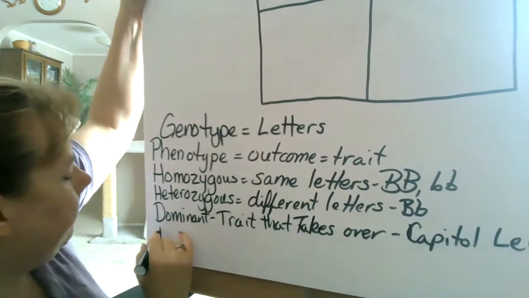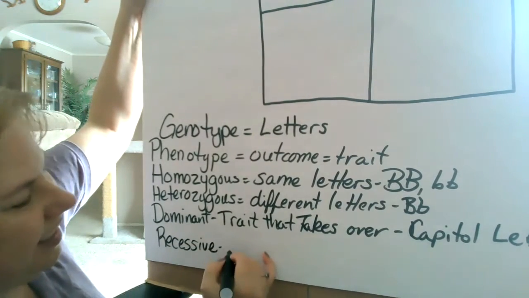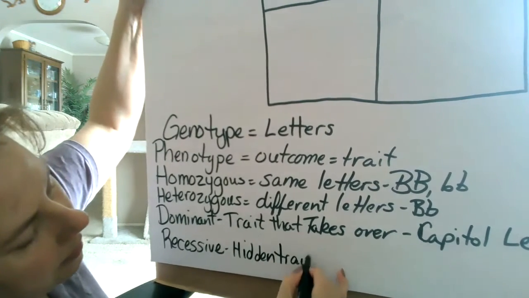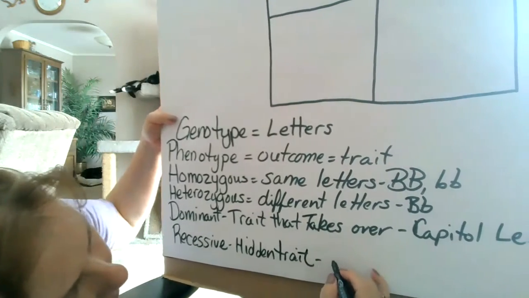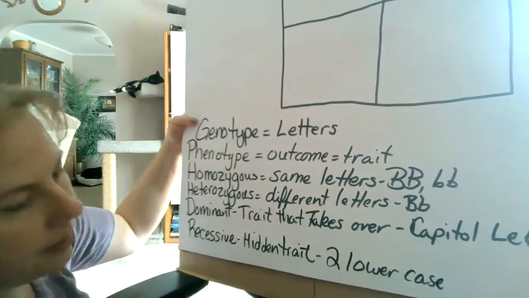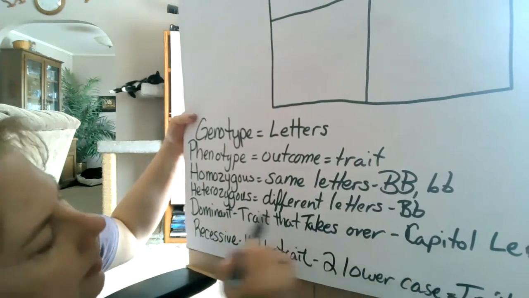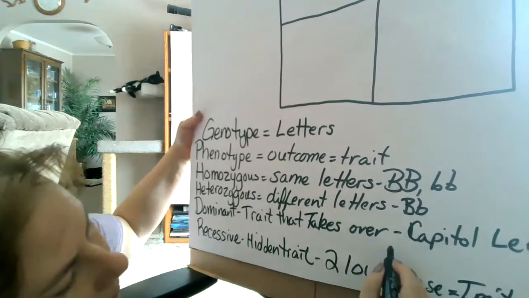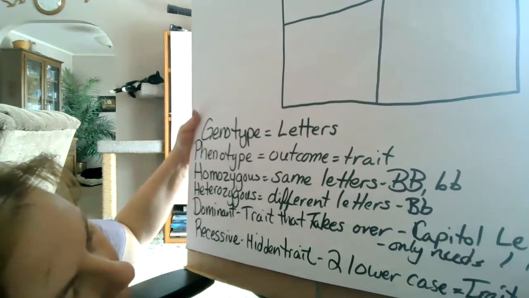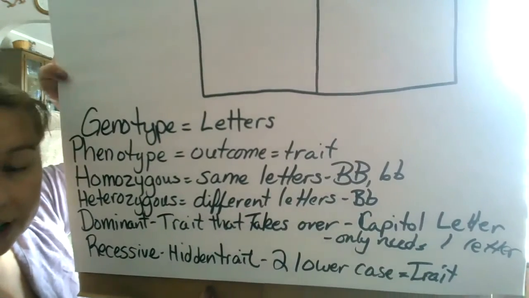Okay, and we have recessive, and that is the kind of hidden trait. And you're gonna need 2 lowercase letters to see that trait. When you have a dominant trait, you only need 1 letter. Only needs 1 letter. Okay, so let's talk about this real quick.